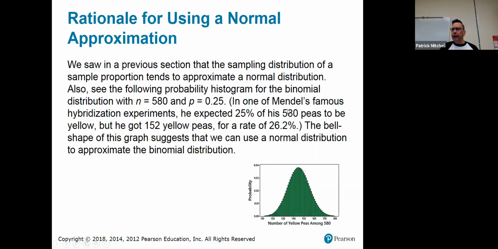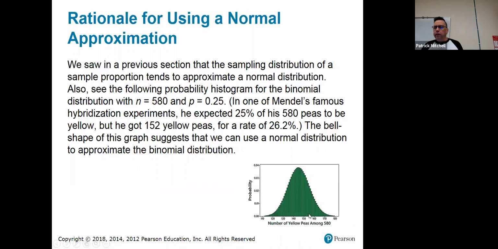Mendel's experiment, he was a famous geneticist. From what I remember, the study of genetics kind of started with him. He was one of the first people to study it. So he was growing pea plants, and he had 580 of them, and he expected 25% of these peas to be yellow, based on genetics. But when he did the experiment, he actually got 152 yellow peas, which is 26.2%.